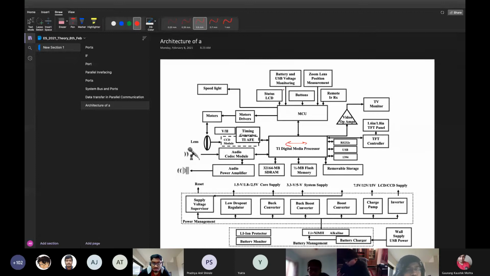Then this MCU will do simple I/O devices like flashlights, controlling I/O buttons, then status LCD, etc. Then remote infrared. But most of the work is controlling the motor drive for the lens adjustment. Most of the other things, like the analog front end (AFE) and the CCD module control, etc., will be done by the DSP.